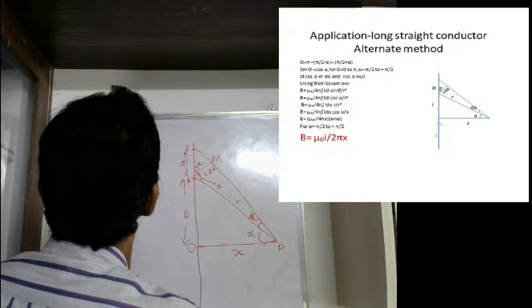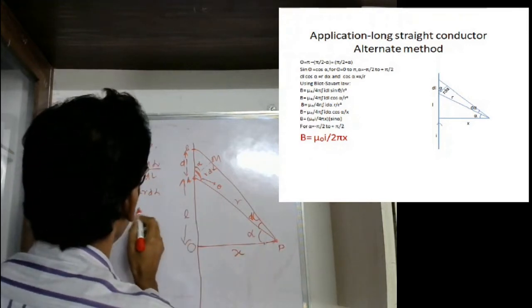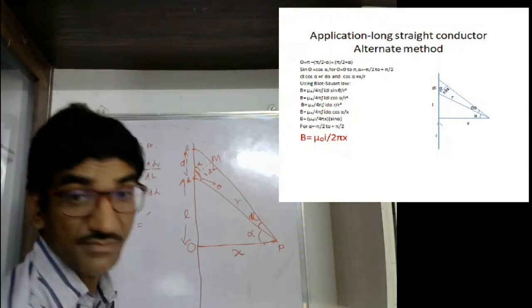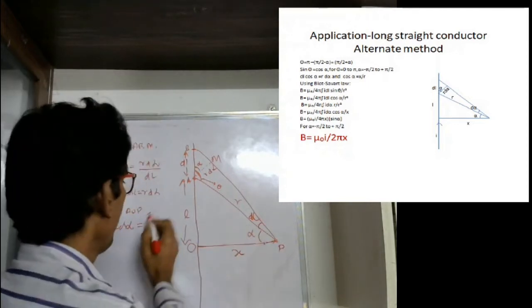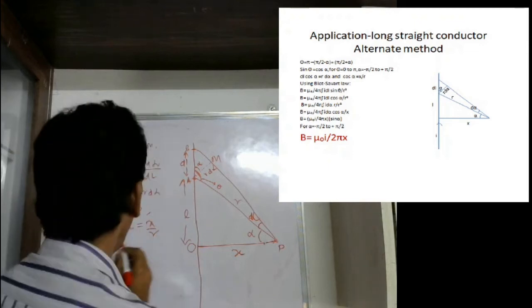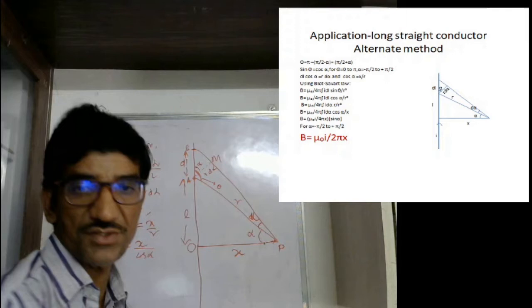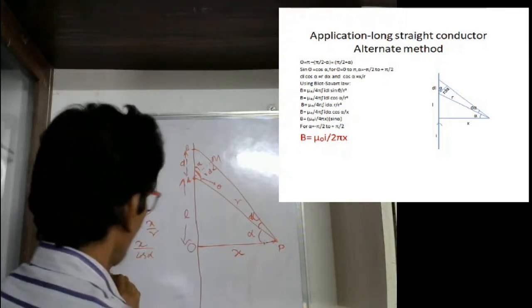Next, from triangle AOP, what is cos alpha? Cos alpha is equal to x by r. Therefore, r is equal to x by cos alpha.